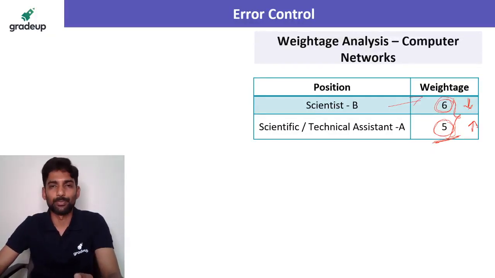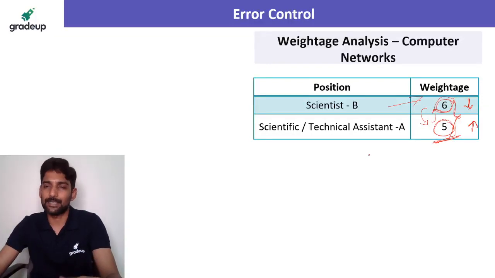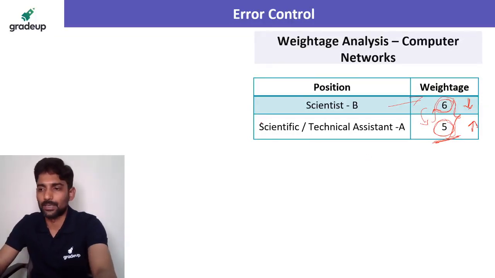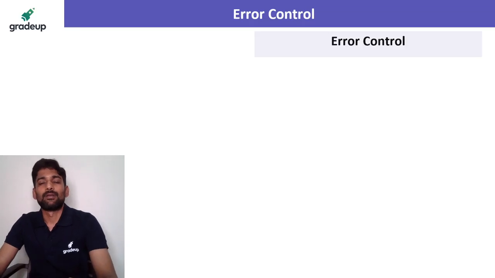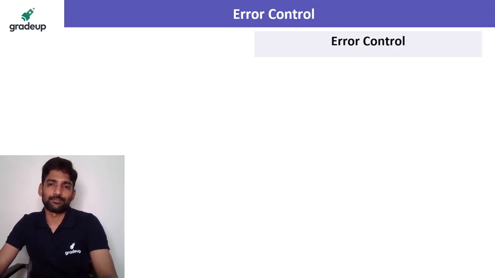I hope you understood what I am telling. So this time you can expect maybe an exchange of this weightage, guys. For Scientist B you may expect 5 questions, for Scientific Assistant A 6 questions. I hope you got the weightage of this subject. And then error control, this is the topic which we need to address.